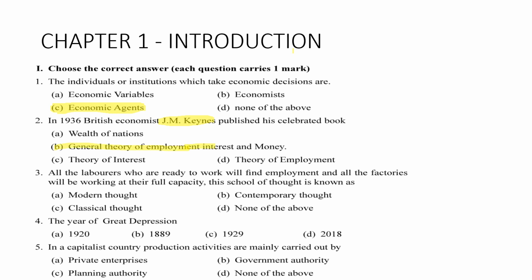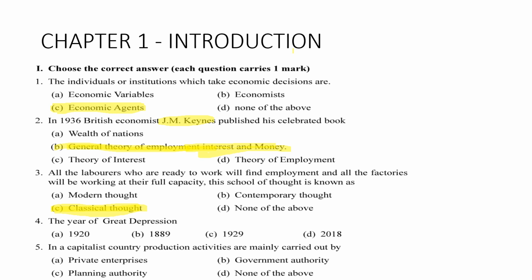Please don't go with the option D. Because you see theory of employment and immediately we mark it. Look at all the options. The answer here is General Theory of Employment, Interest and Money. Third one, all the laborers who are ready to work will find employment and all the factories will be working at their full capacity. This school of thought is known as. So we call this classical thought. Okay, so we call it as the classical thought. So option is C here.